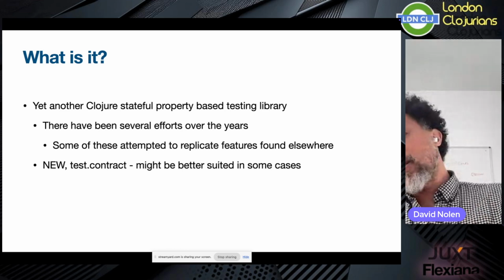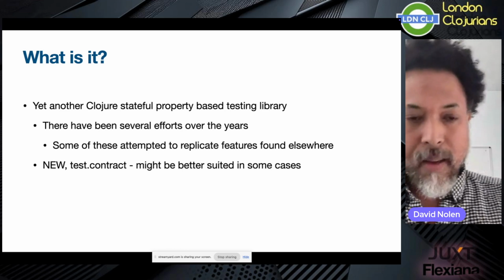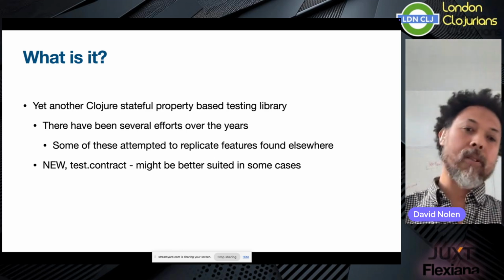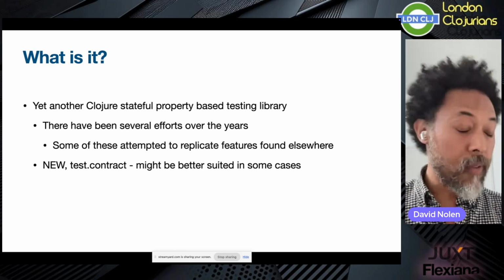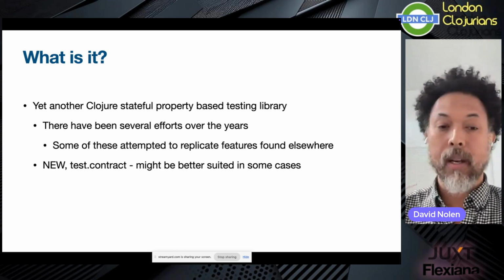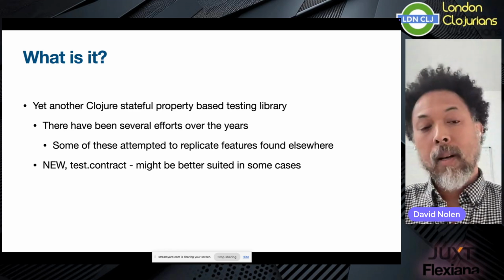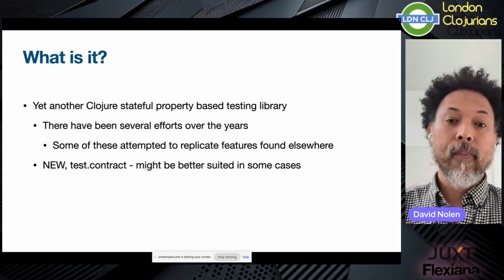I was at ClojureCon last year. Alan Runner, I think is his name, created a library called Test Contract, which seems to have quite a few features, and it does quite a few of the things that I will talk about. It may be better suited for some people. So there are options now.